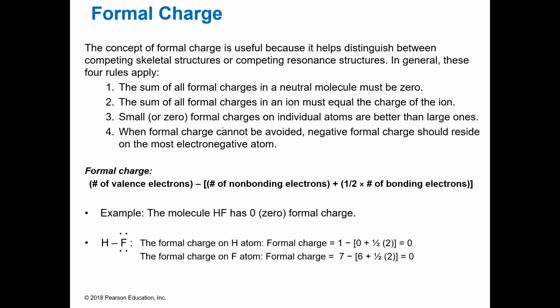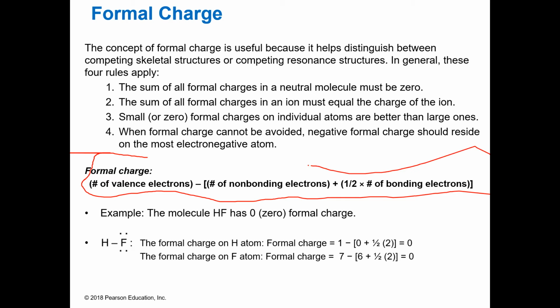This is how we determine formal charge. Here is your formula, so go ahead and write this down. You have the number of valence electrons, like for fluorine it would be 7. And then you're going to subtract from there the number of non-bonding electrons plus half of the bonding electrons. Okay, so let's look at an example for HF. Here is our Lewis structure for that. So I want to calculate the formal charge of, let's start with fluorine. Fluorine has 7 valence electrons. It's in group 7.